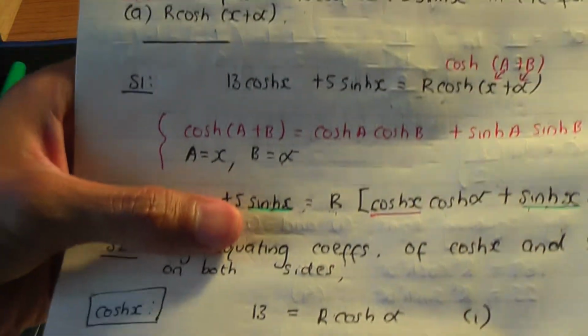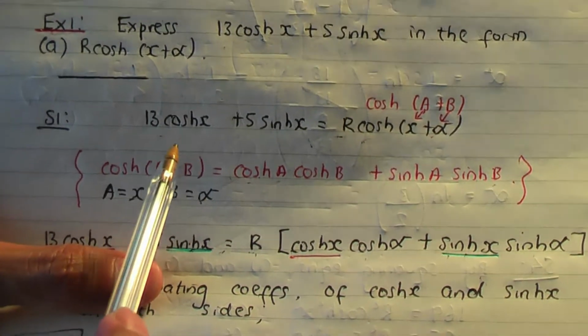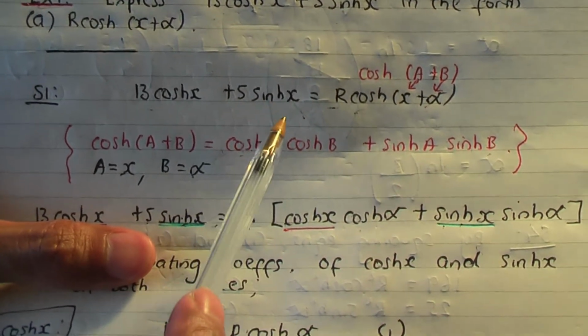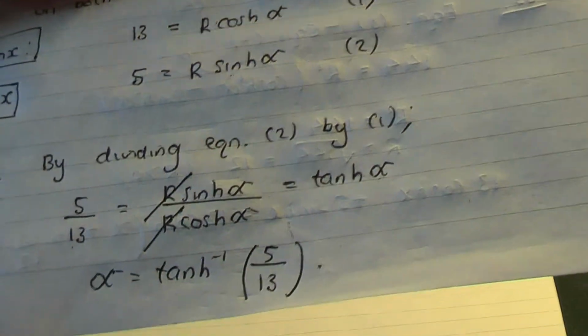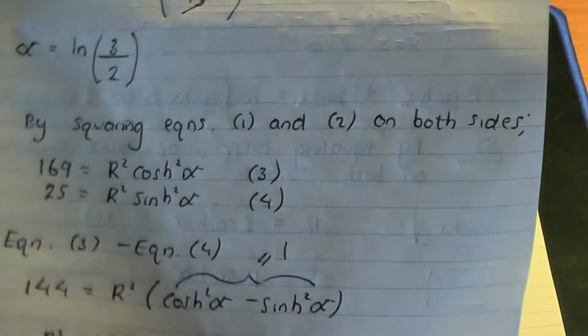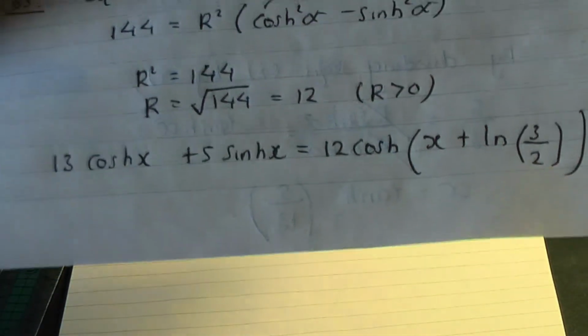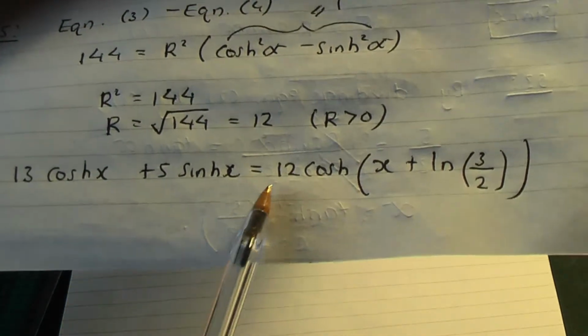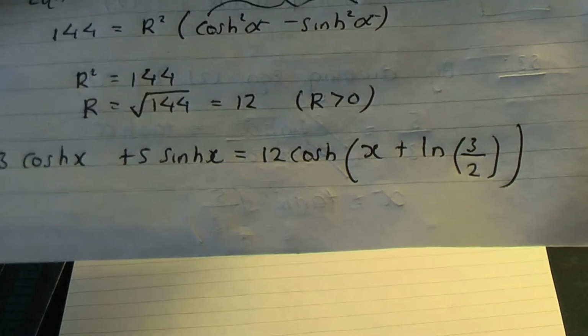So in the previous video I showed you how to write 13 hyperbolic cos x plus 5 hyperbolic sine x in this particular form, and I showed you a method which I explained in steps. So there were 5 steps in total to find r and alpha. Okay, so we came up to here in the previous video.